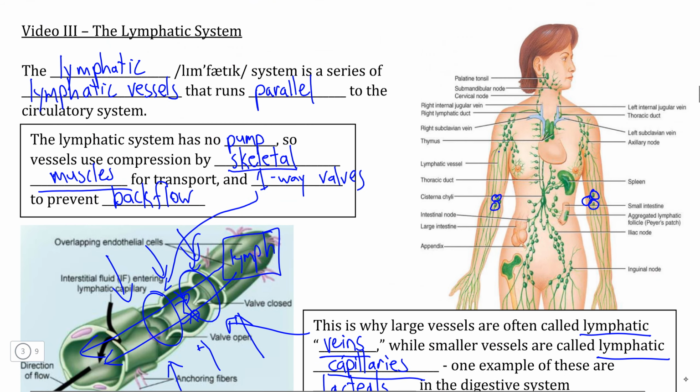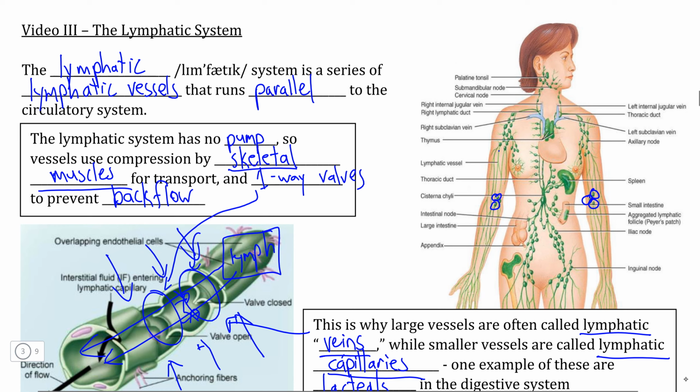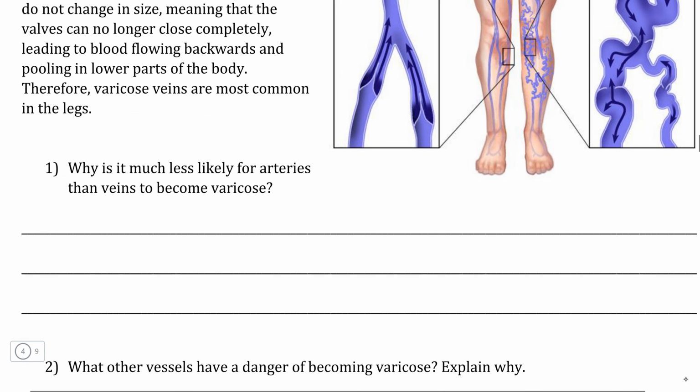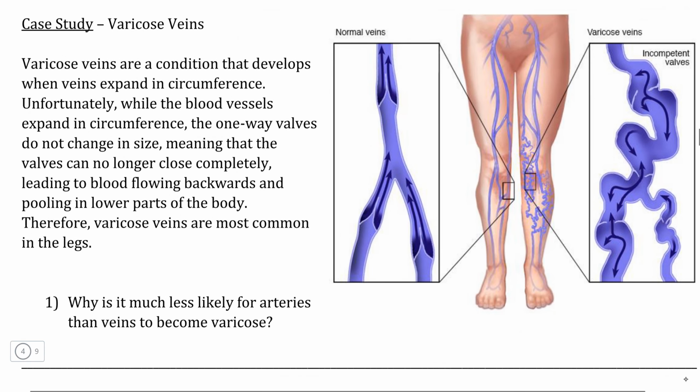This concludes our series on the specific types of blood and lymphatic vessels within the body. Now, before you move on to the next video series that focuses entirely on capillaries, you can take a look at the case study below that focuses on the importance of skeletal muscles with veins, although this technically applies to the lymphatic system as well.